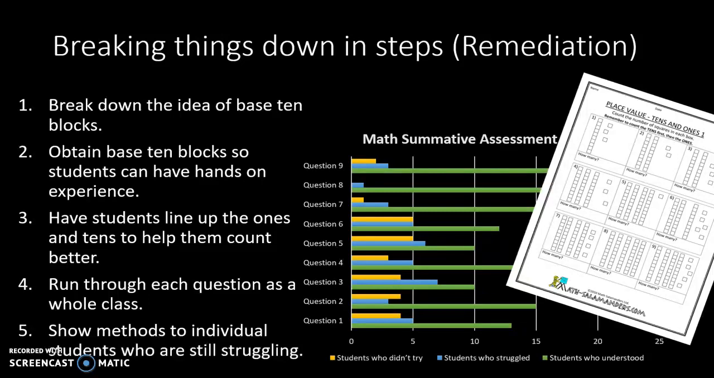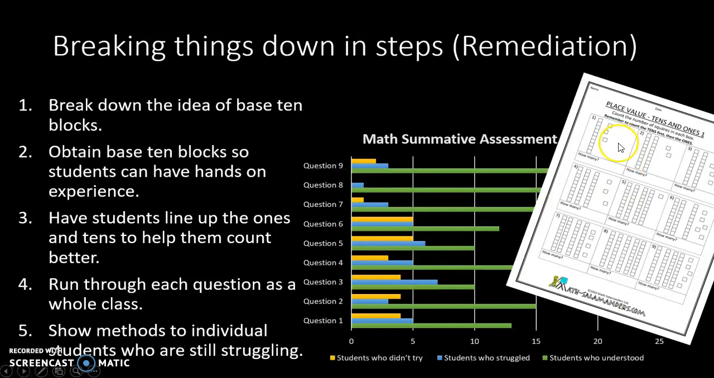Next, we could actually get base 10 block models out and have them use hands-on experiences because some students need that. We could also have students line up because if you remember what I said earlier, a lot of the students were struggling because the ones were separated, such as if you look over here at 4, rather than them being in a straight line, they're all over. So some students may have counted wrong, such as 6. They may have only counted 4 rather than 5, whereas on 7, they're in a straight line.